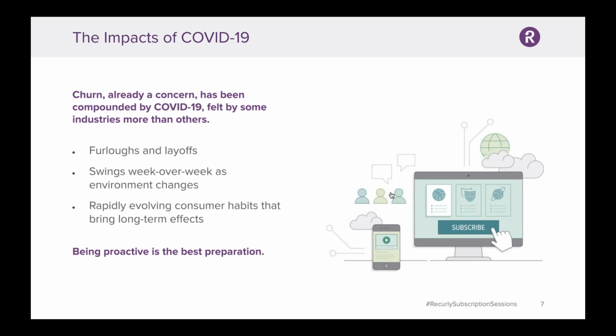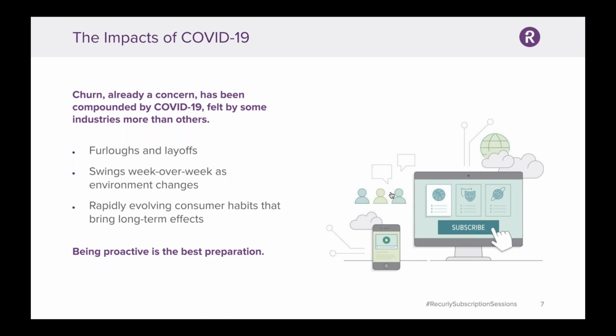So as we mentioned, churn is a constant. It's part and parcel of being in a recurring subscription business, but even more so today with COVID, as we've seen there are changes in the workforce, people are having their finances impacted, things are changing very rapidly, and as a result, consumer habits are changing as well, consumer and business habits.